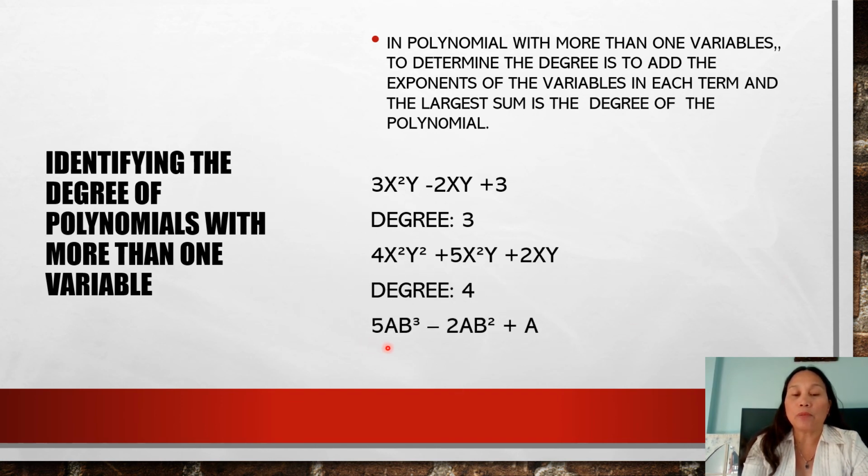And number 5, what's the total of the first term? 4. Second term, 3. Last term, 1. So the degree is 4.